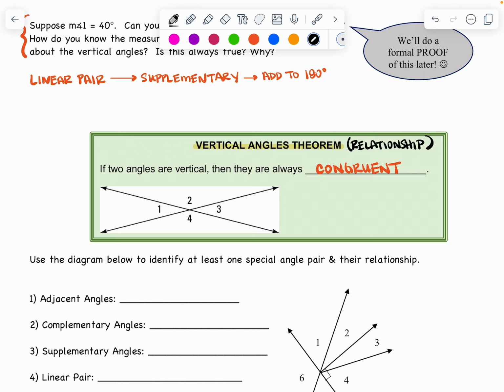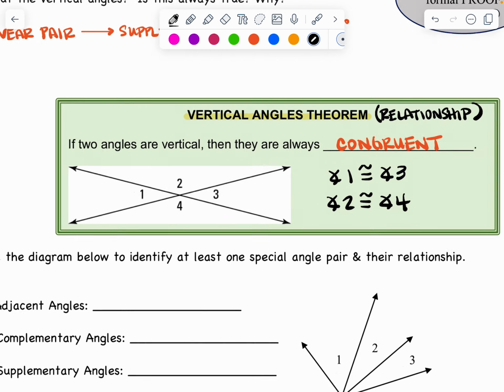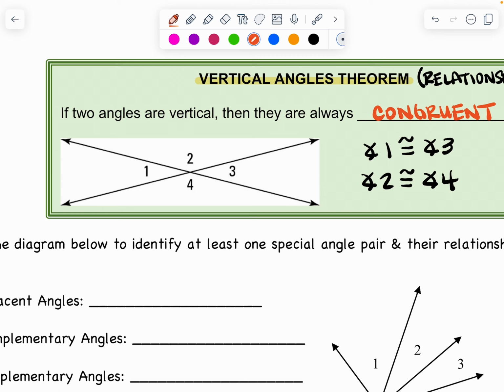Of course, if I wanted to, I could write down that angle 1 is congruent to angle 3, and angle 2 must be congruent to angle 4. Now that we've learned this new relationship, as soon as I see vertical angles in a diagram, I can instantly put congruency marks in there and know that the measures of those angles are equal to one another. So I could set up an algebra equation, solve for x, and find the measures of the angles. That's pretty much all we're going to be doing in this class for quite a while.